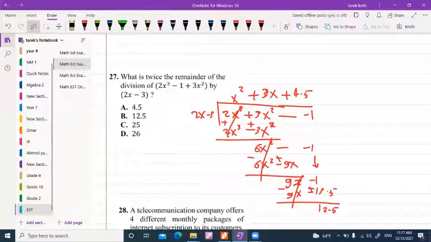Okay, and since you need twice this number, this is the remainder. Twice the remainder means twice 12.5 equals 25, because twice.